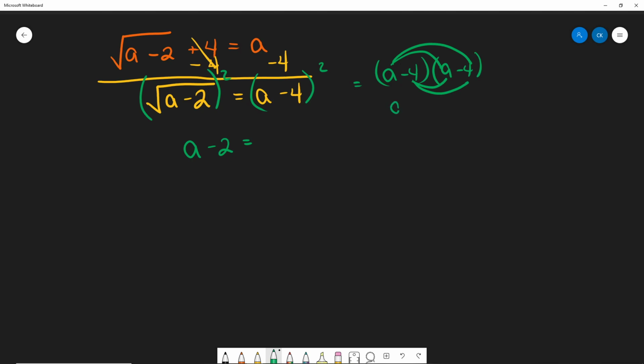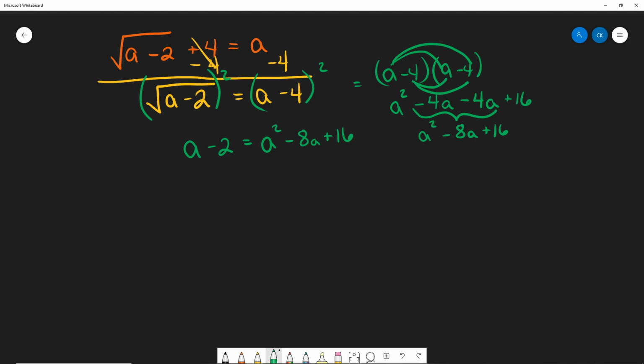A times a, a squared. A times negative 4, negative 4a. Negative 4 times a, negative 4a. Negative 4 times negative 4, positive 16. Combine our like terms, we get a squared minus 8a plus 16. So that's what's going to go on this side here. A squared minus 8a plus 16. Now I go and I simplify. Well, sorry, I don't simplify anymore.